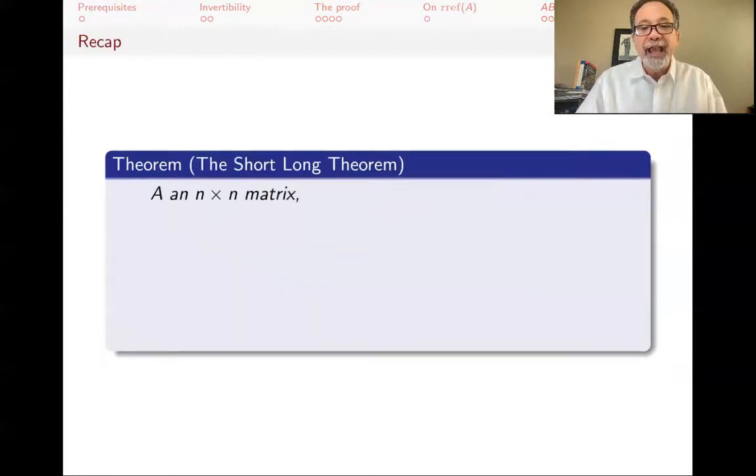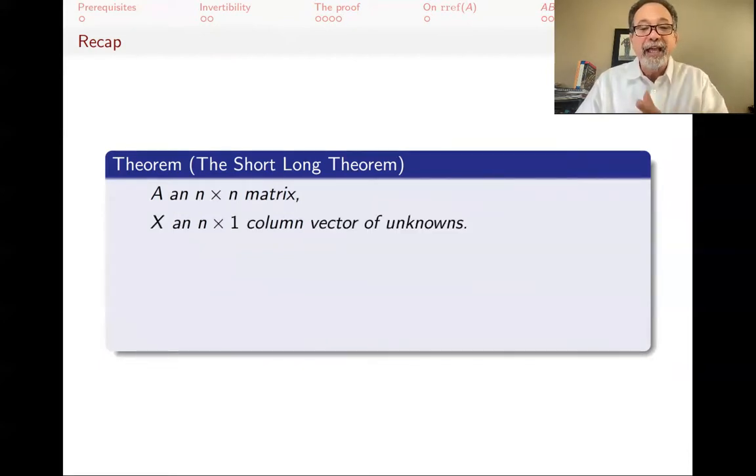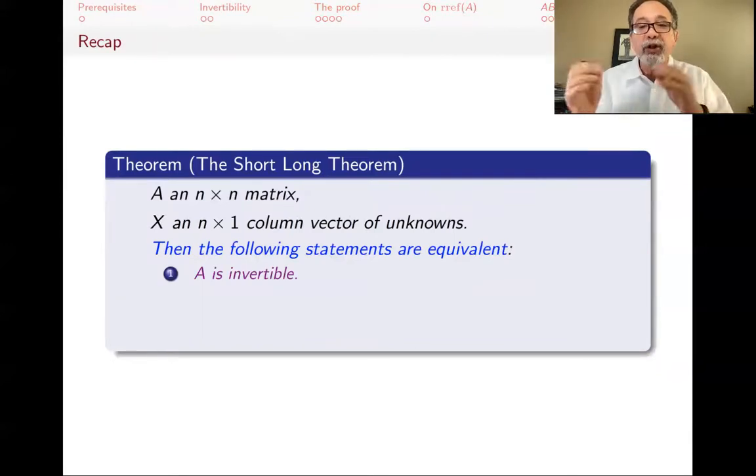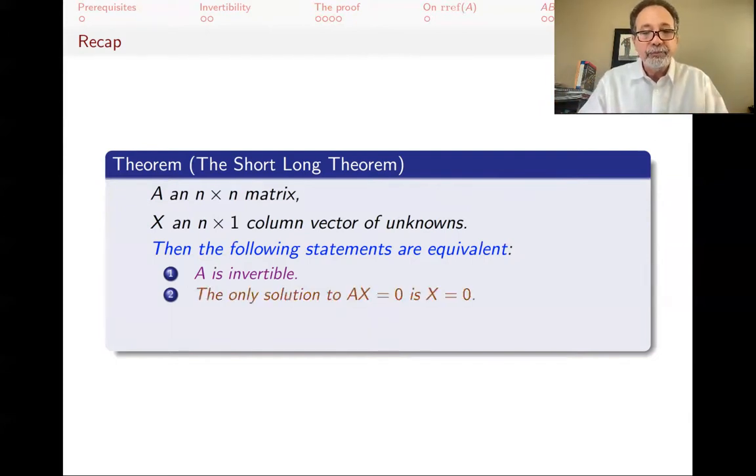So let me just recap the theorem. It says that if A is a square matrix, and you have an n by 1 column vector of unknowns, then the following statements are equivalent. So none of these are true, none of them are false. But if one is true, all of them are true. If one of them is false, all of them are false. One is A is invertible. Again, what that means is that there's some other matrix B such that AB is identity. And we just saw that that also means BA is identity.